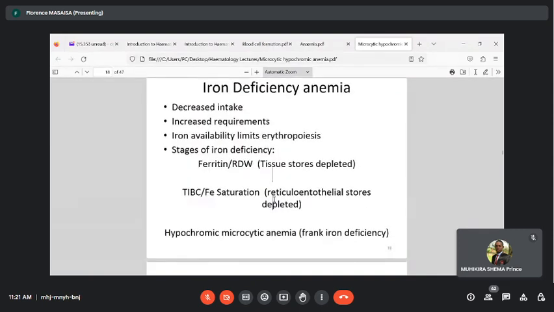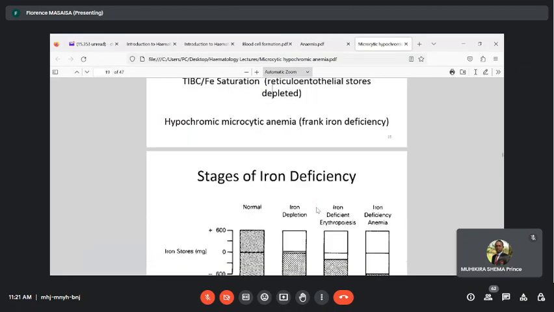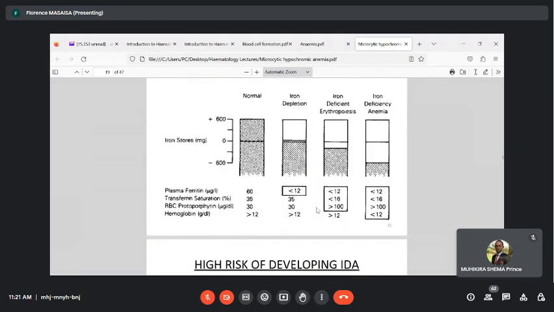So remember, chronic bleeding causes iron deficiency. So what is iron deficiency? Decreased intake, increased requirement, decreased iron availability, limited erythropoiesis, and you have stages of iron deficiency. First of all, we may have low ferritin, where the tissue stores are depleted. Next, we have the reticulocyte store depleted. Then after that, we have anemia, purely microcytic hypochromic anemia. This is how the picture just explained.